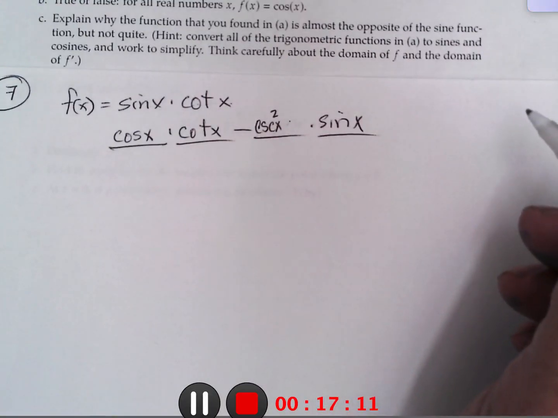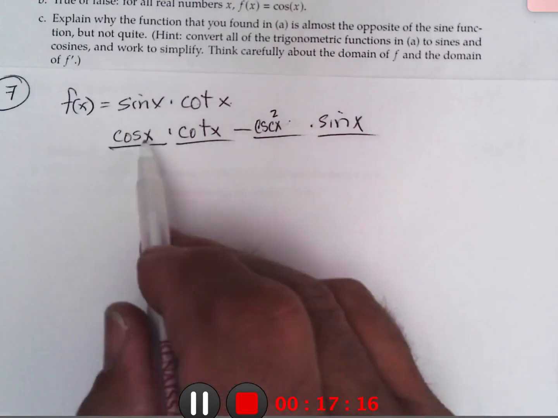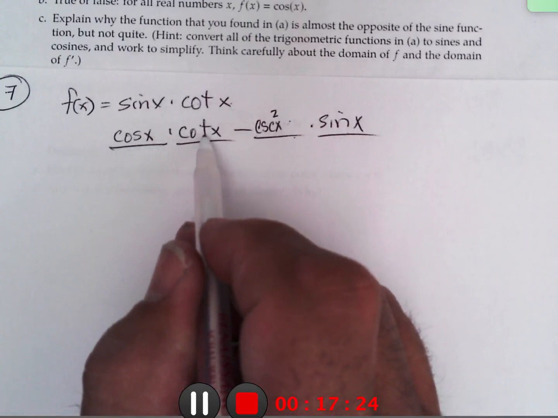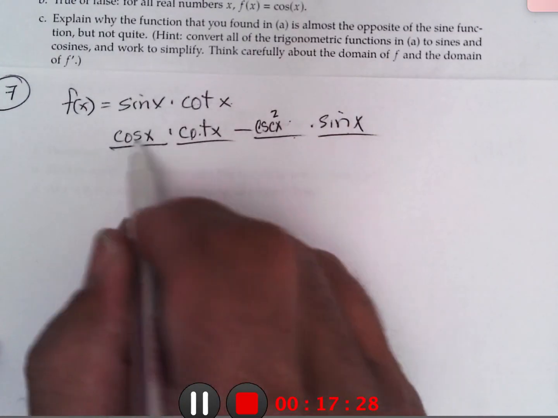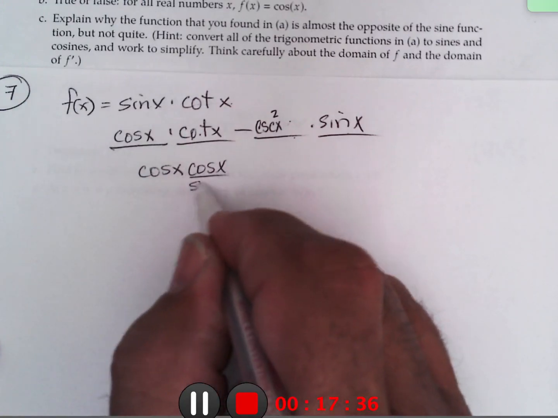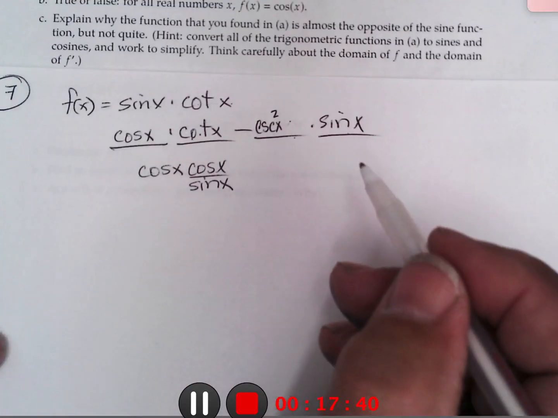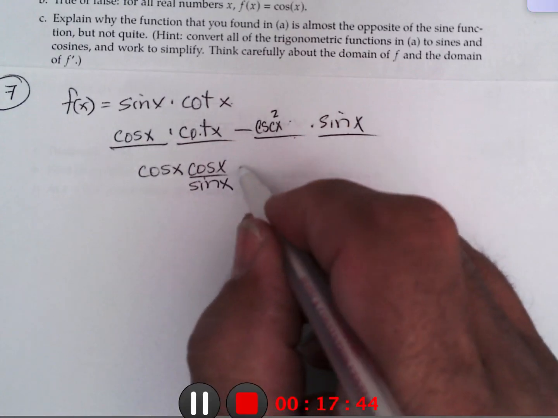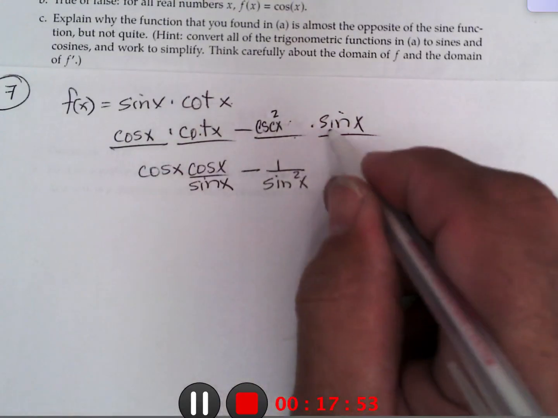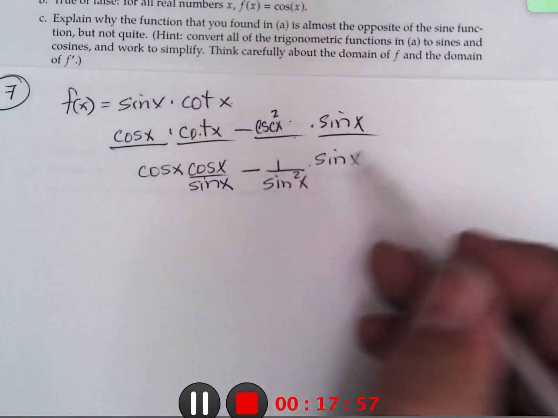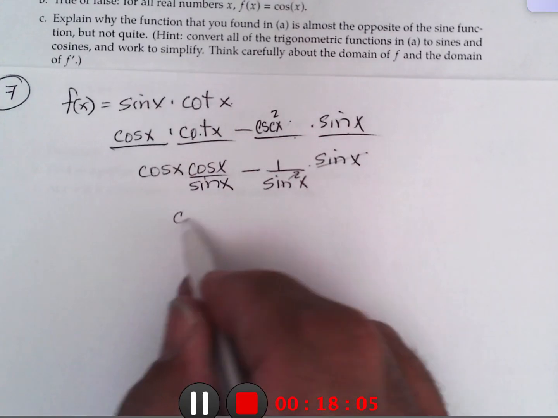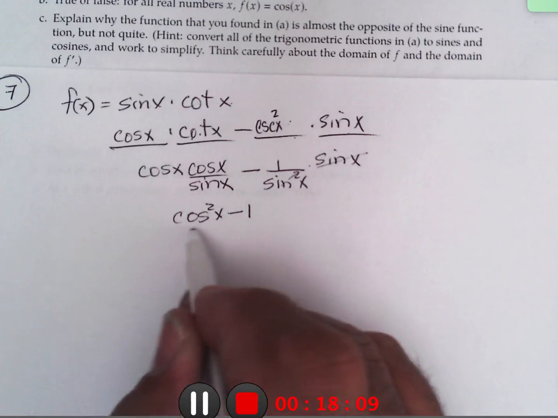Okay? Now, that's the derivative. Now, if we could do some simplification here. And since this is cosine of x times cotangent, which is cosine x over sine x, not sine x over cosine x, which is tangent, minus cosecant squared is 1 over sine squared x times sine x. This sine would cancel one of these sines. So I have 1 over sine x and 1 over sine x, and I have cosine squared x minus 1 over sine x.